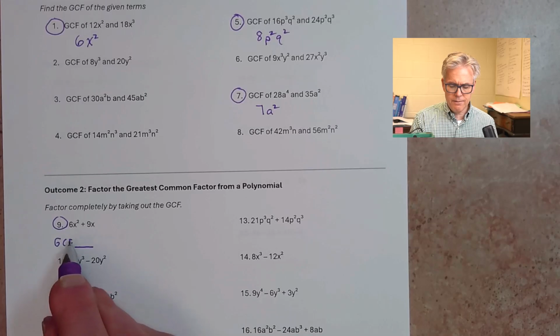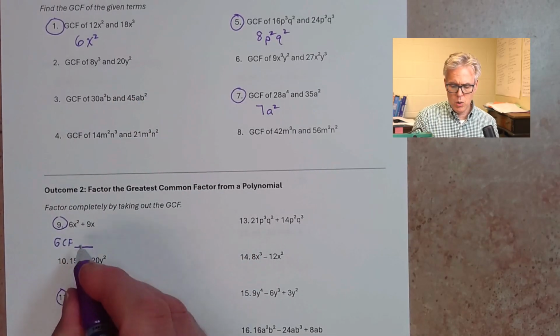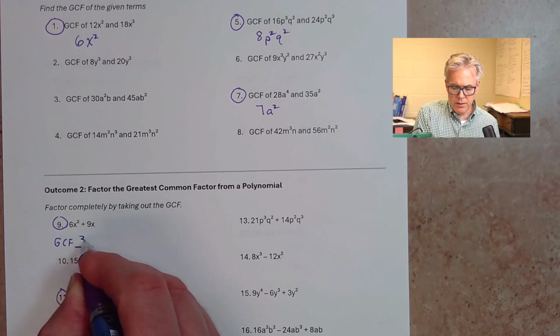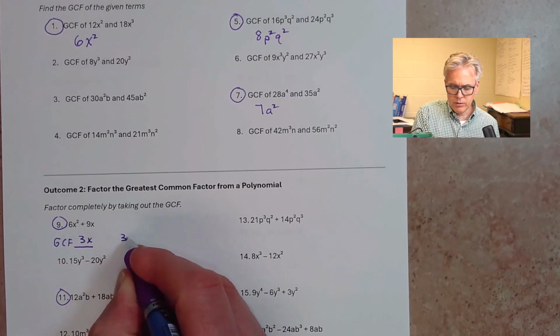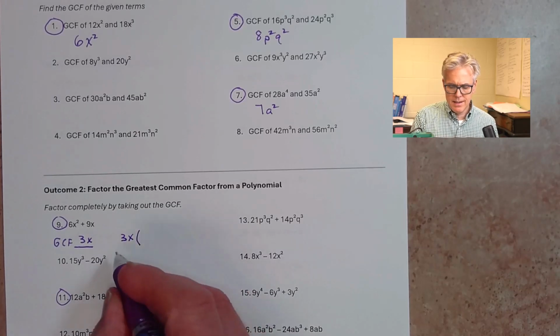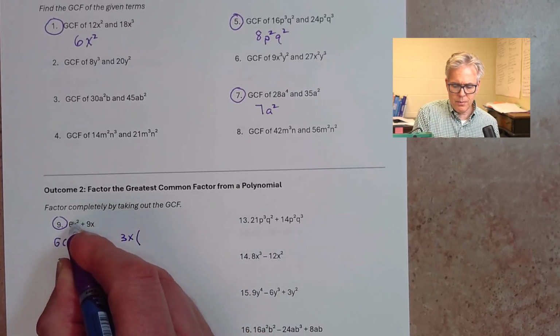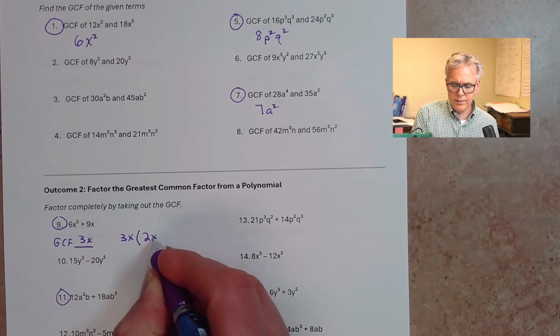So let's go ahead and find the GCF between 6x squared and 9x, just like if we had it up there. What would it be? Well, 3 goes into both of those, and then x goes into both of those. So now what I'm going to do is take that, put it on the outside of the parentheses, and then what do I have left? When I divide 3x into 6x squared, I'm left with just a 2x.